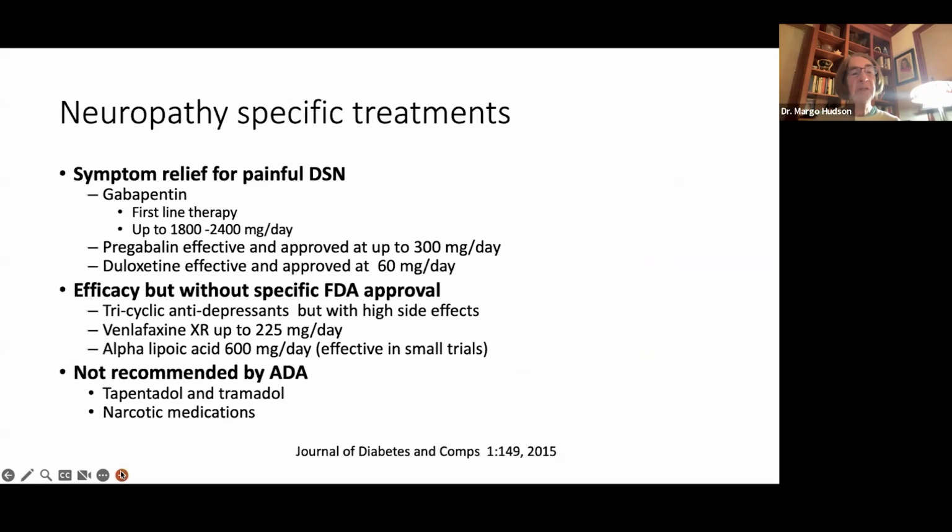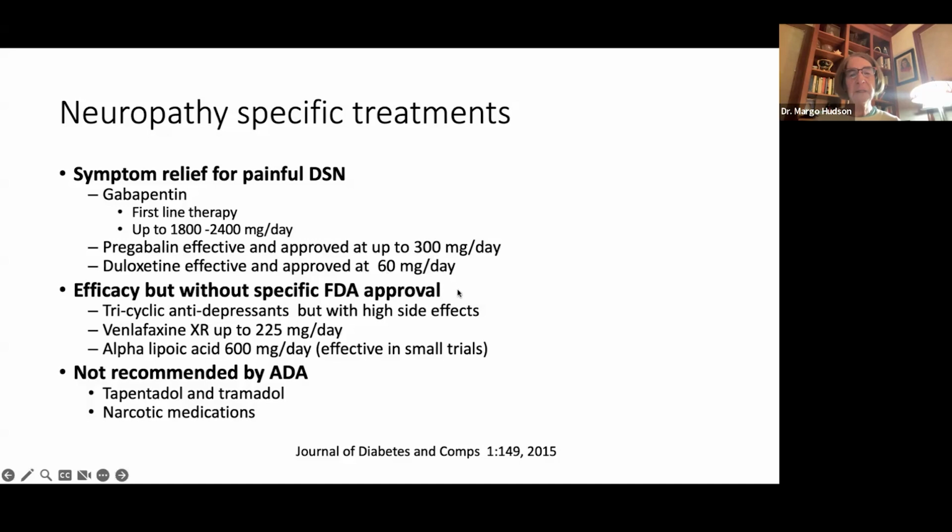So specific treatments for neuropathy, symptom relief for diabetic sensory neuropathy can involve gabapentin. First-line therapy for patients, you can use big doses up to 2,400 milligrams a day. I think we tend to probably underdose patients. Pregabalin has been effective and is approved for dosing up to 300 milligrams a day. And duloxetine also is effective and approved at 60 milligrams a day.